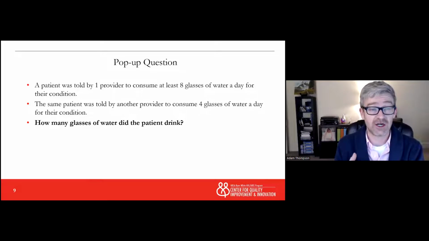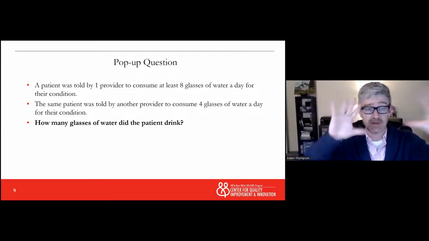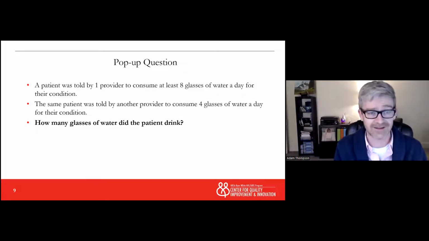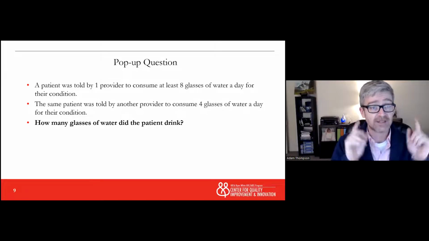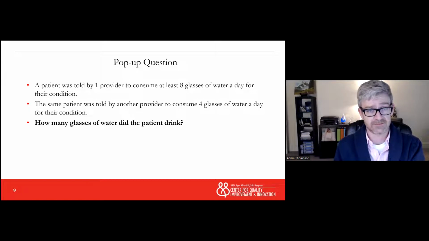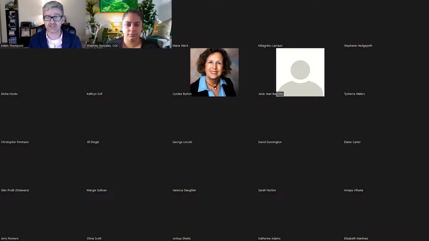And then about 2 years later, they got diagnosed with gastric cancer, which resulted in having to have part of their stomach removed. So this patient was seeing multiple providers for a bunch of different conditions and diseases, including a primary care doctor. Through the course of this treatment, they were recommended by one provider to consume at least 8 glasses of water a day for their condition. The same patient was told by another provider to consume 4 glasses of water a day for their condition. So my question for you all is, how many glasses of water do we think that patient drank?